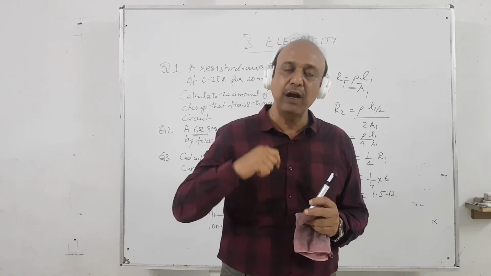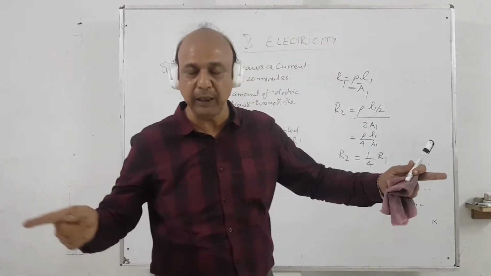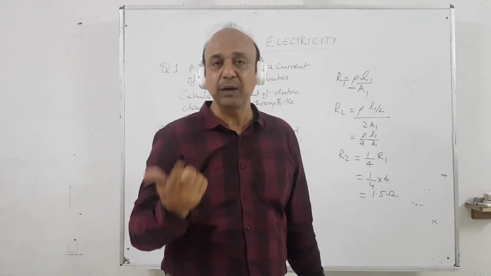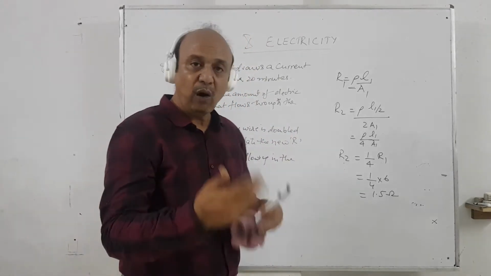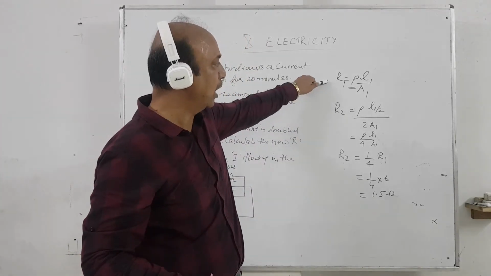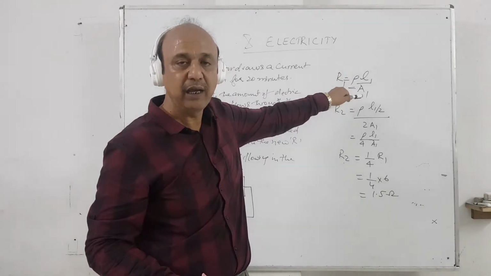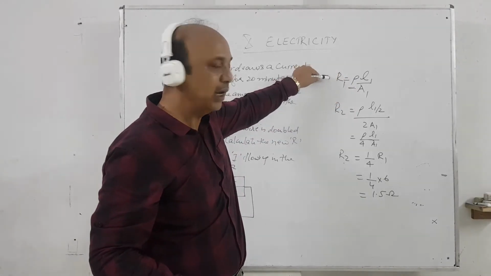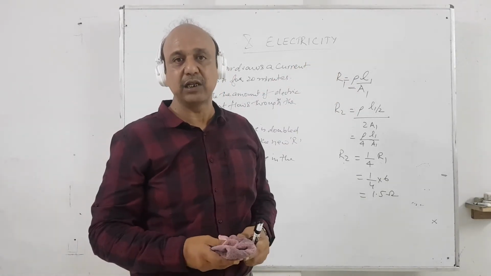What is happening if I am doubling the area, keeping the length same? Area is becoming double. So all those combinations, remember the formula, R is equal to rho L upon A. So you have to compare R1 and R2 and get the final answer.